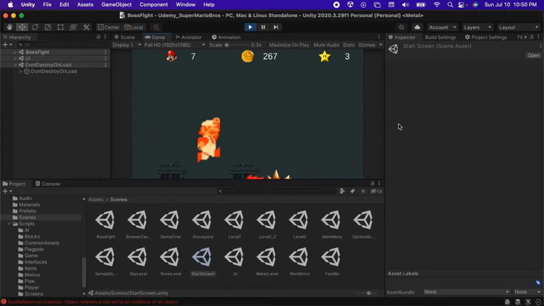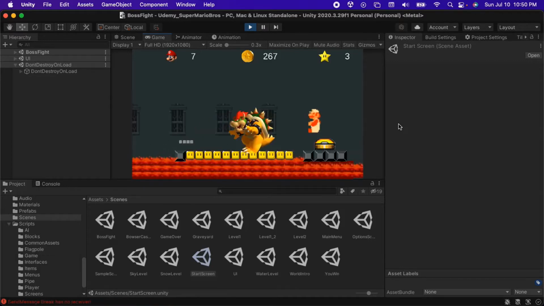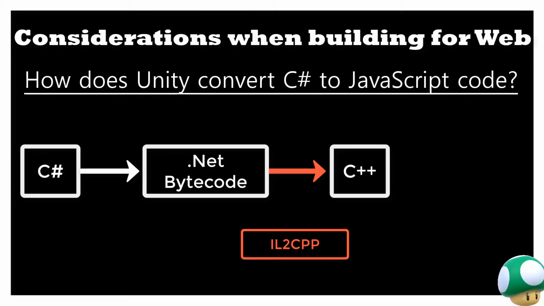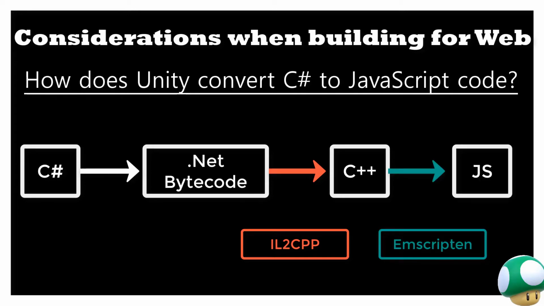We'll build this game for the PC and web platforms as we gain a deeper understanding of Unity's internal build process, like how C# is converted into .NET bytecode, then transpiled into C++ using IL2CPP, and then the C++ is transpiled into native code using Emscripten.